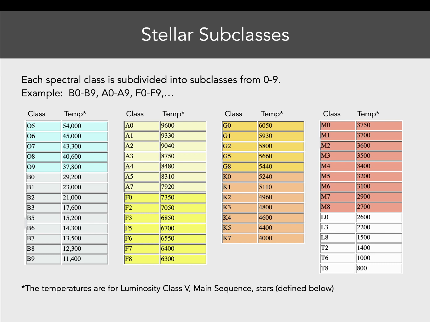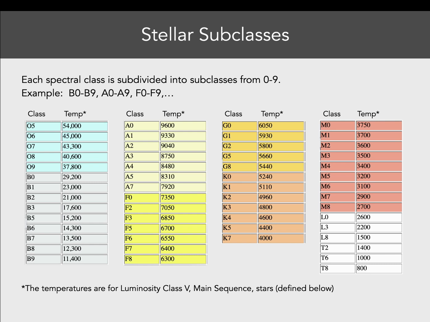So here's a way of looking up what the temperature of a star of a particular spectral class is, given its subclass. So for example, a B0 star would have a surface temperature of about 29,000 Kelvin, whereas a B9 star has about 11,000 Kelvin. Our sun is about a G2 class, and so we see that's right around 5,800 Kelvin. This plot also shows some other more recently added spectral classes, L and T stars, which are very cool objects, but we'll not worry about those right now.